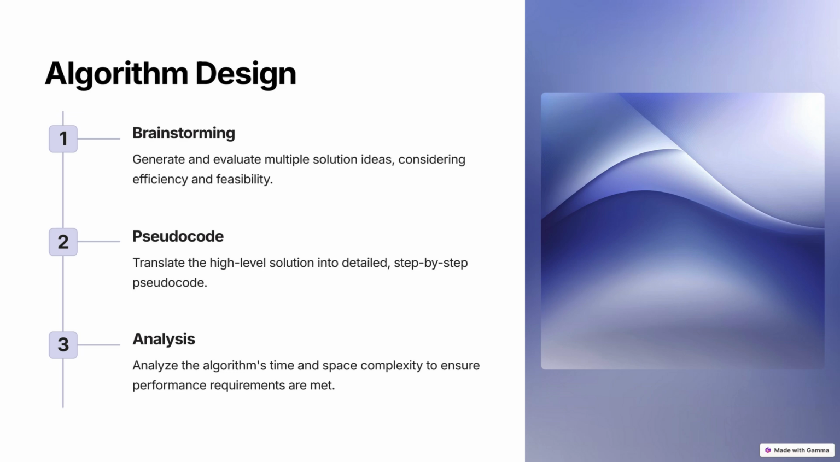Let's see the second step, that is algorithm design. First, brainstorming. Generate and evaluate multiple solution ideas considering efficiency and feasibility. Second, pseudocode. Translate the high level solution into detailed step by step pseudocode. Third, analysis. Analyze the algorithm's time and space complexity to ensure the required performance is met.